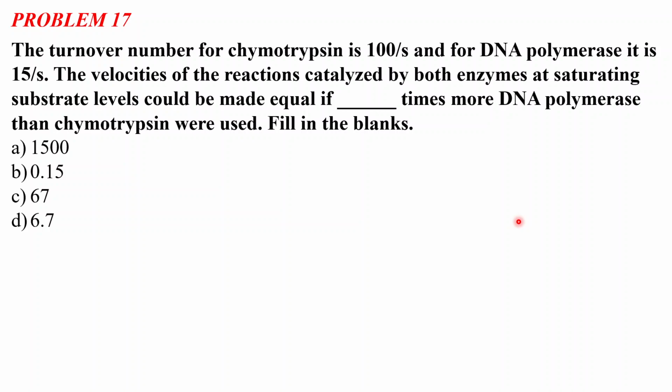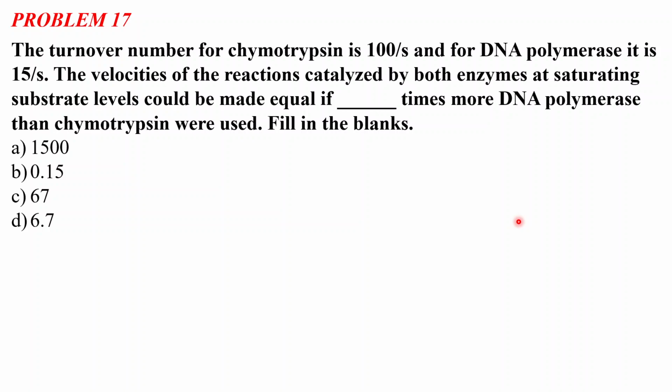The velocities of the reactions catalyzed by both enzymes at saturating substrate concentration can be made equal if dash times more DNA polymerase than chymotrypsin were used. You have to fill in the blanks. Your options are: A, 1500; B, 0.15; C, 67; and D, 6.7. The turnover number for chymotrypsin is 100 second inverse, DNA polymerase is 15 second inverse. So if dash times more DNA polymerase than chymotrypsin were used, then the velocity of the reaction catalyzed by both enzymes at saturating substrate levels could be made equal.